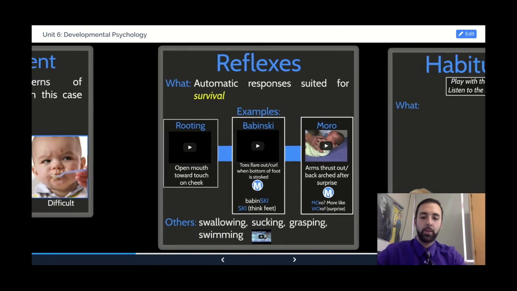There are a handful of other human reflexes, but I'm just going to list them because they are exactly what they sound like. Rooting, Babinski, and Moreau are in and of themselves a little bit unique. The swallowing reflex, this is partially one of the reasons why you need to keep small toys away from children. Children at this age have what's called the swallowing reflex. So if you put food in their mouth, they're going to swallow it.